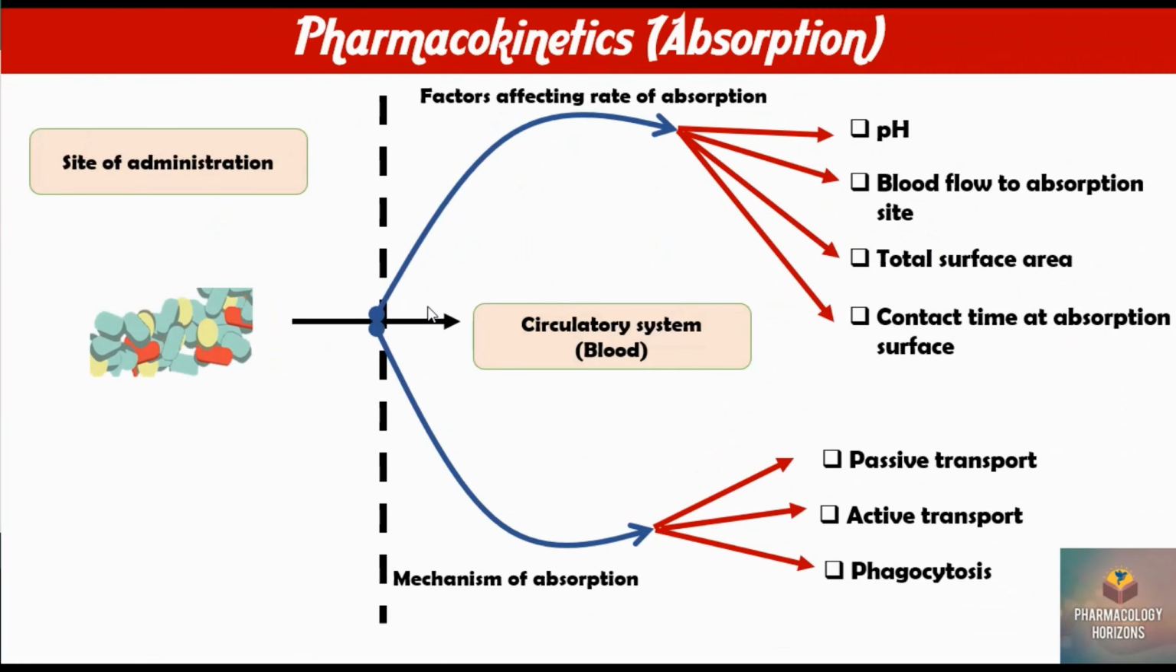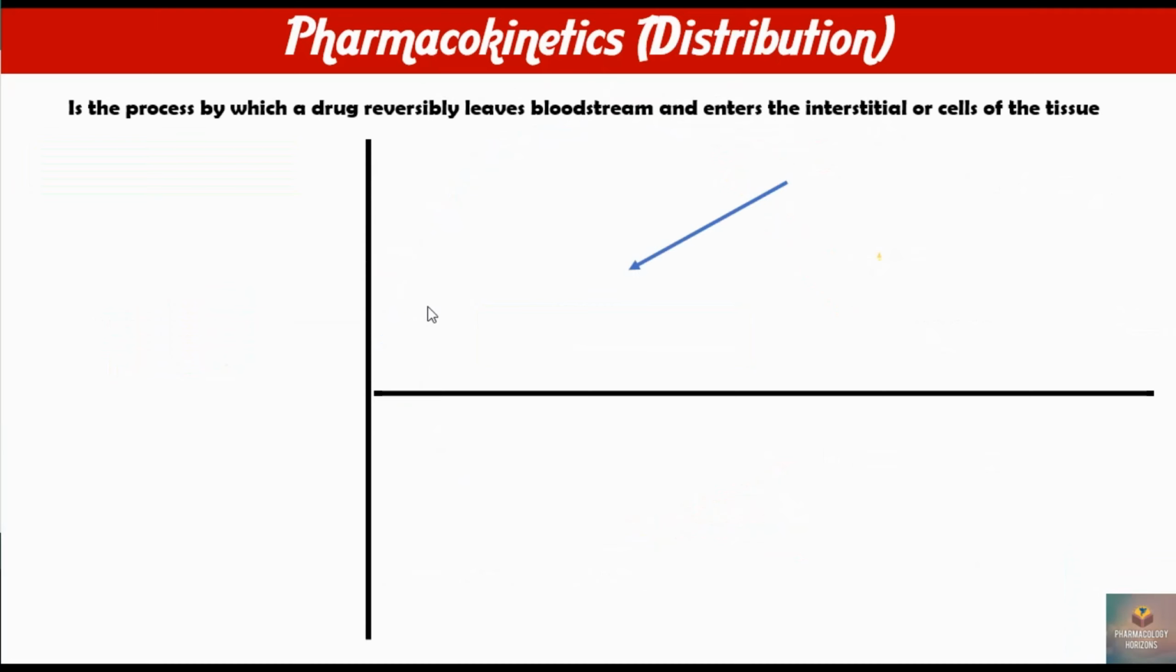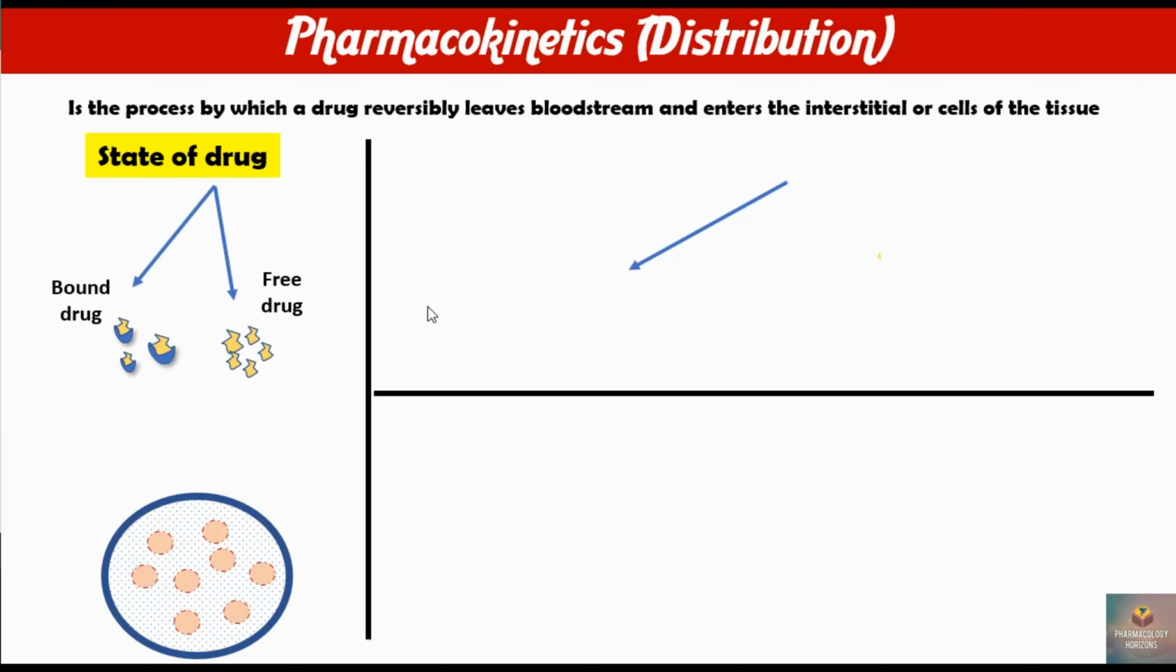The following process is the distribution process. Distribution is the process by which a drug reversibly leaves the bloodstream and enters the interstitial fluid or cells of the tissue. Drug in the blood may be found in either one of two states or both of them: either free state or bound to a plasma protein. Free drugs are free to be distributed within the tissue to interact with receptors on the cell surface or enter the cell to interact with intracellular proteins, or even make a change in the interstitial fluid. Then it will move back again to the blood.